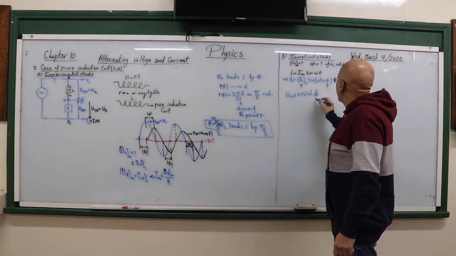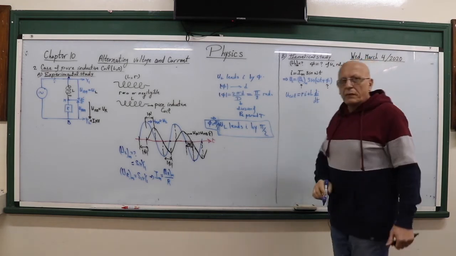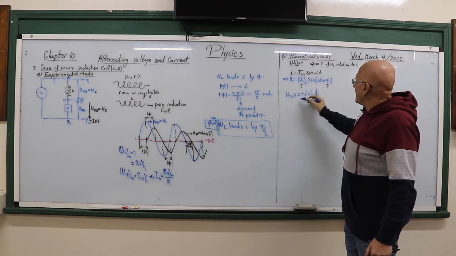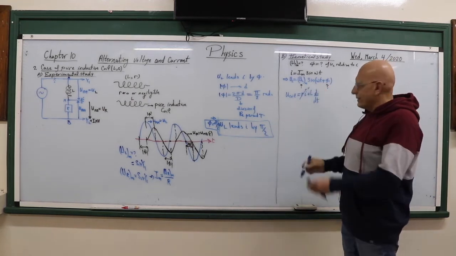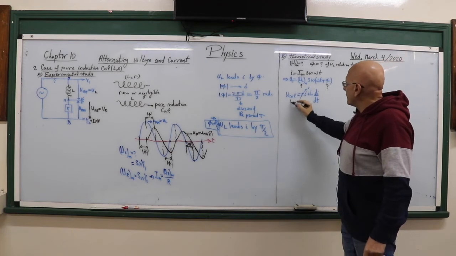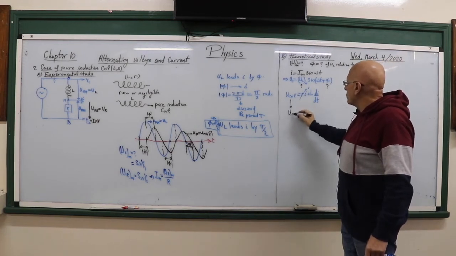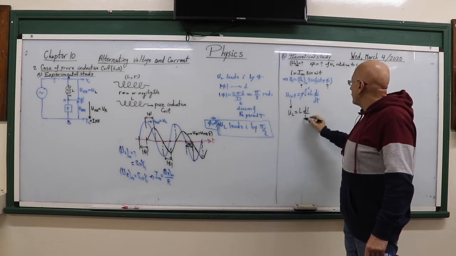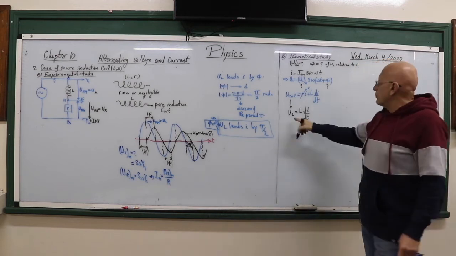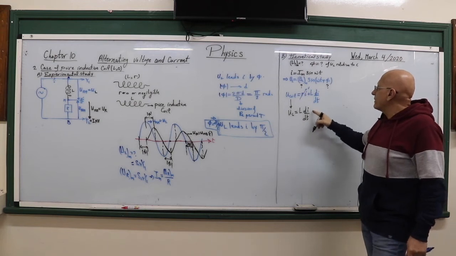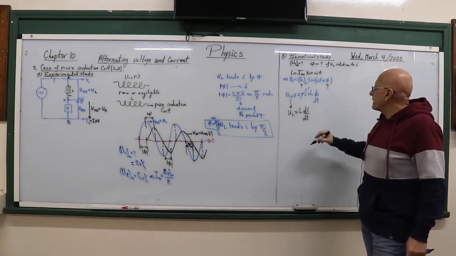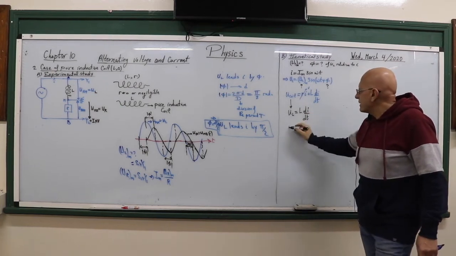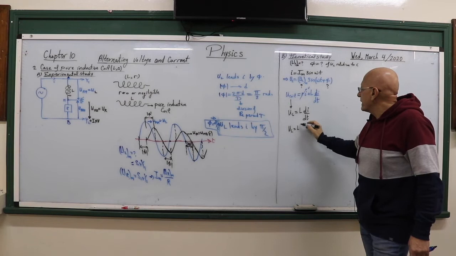di over dt. But since the resistance of the coil is negligible, I can neglect it, and I am going to use the formula like this: UL is equal to L di over dt. So to find UL, I need the derivative of I with respect to t. So substitute, making the derivative, and substitute in the formula, you get L.